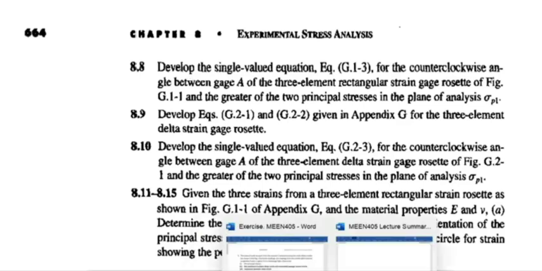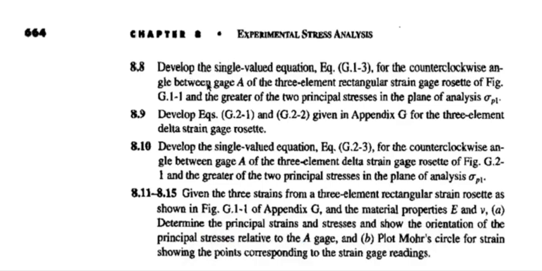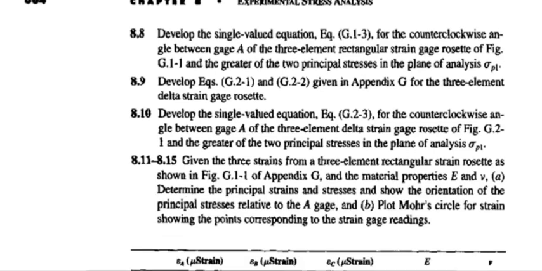before the question, anyway, we are going to derive some of these equations. The first question here is, develop the single value equation for the counterclockwise angle between gauge A of the 3-element rectangular rosette. So in this case, it is asking us to derive the complex stresses for a 3-element rectangular strain gauge rosette. Then the next one also is for a delta. 8.19 is for a delta rosette, and then 8.15 is some questions. So let's just go briefly through it.